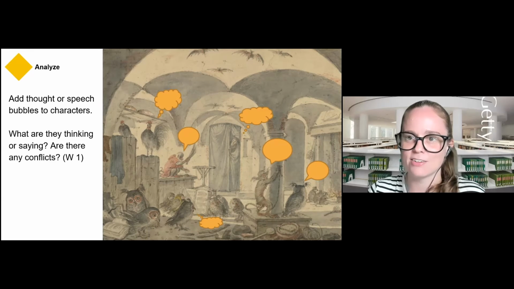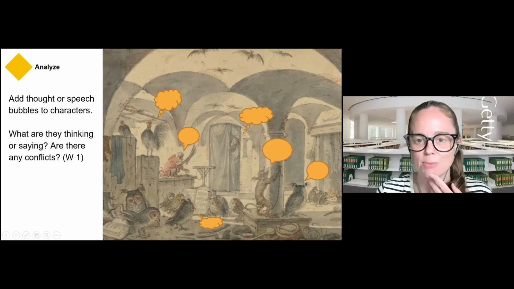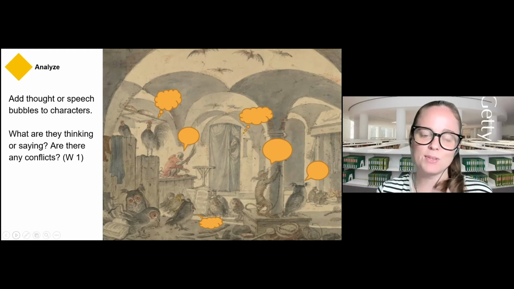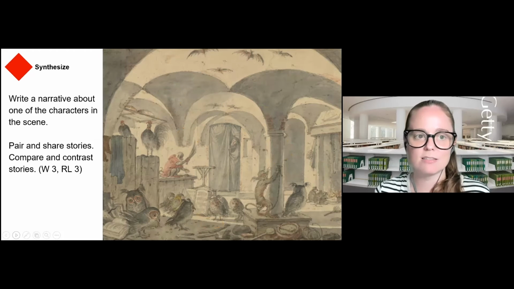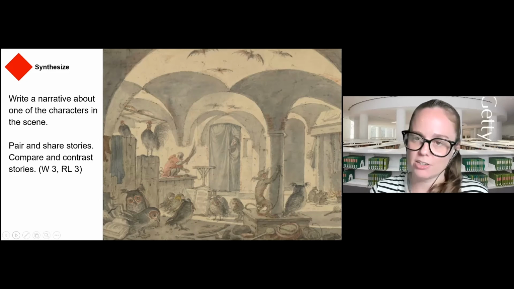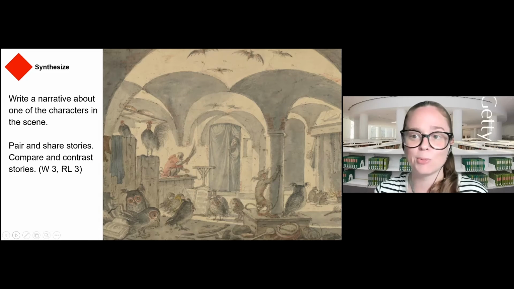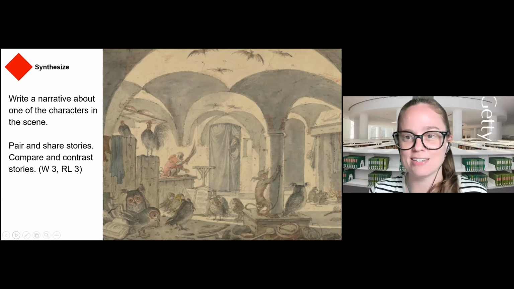Like, I imagine that they're having a conversation. And then I'm also thinking about what this person is thinking when he walks in. So then that would be a sort of writing element to this process. And then at the end, you could write a narrative about one of the characters in the scene, and then share those out with each other and contrast stories, because maybe someone else interpreted this image completely differently and they didn't think it was mischievous like I do.